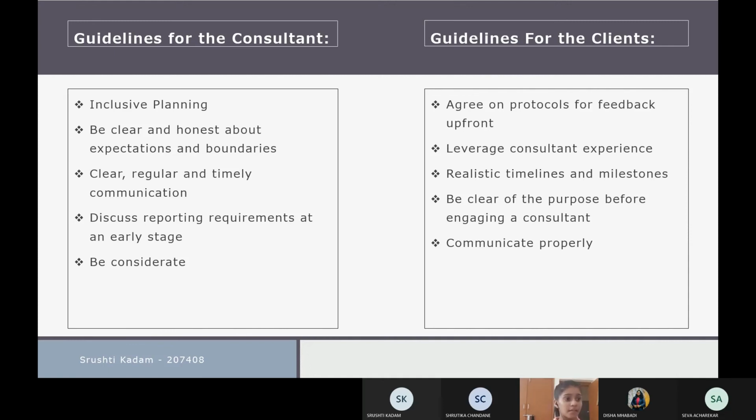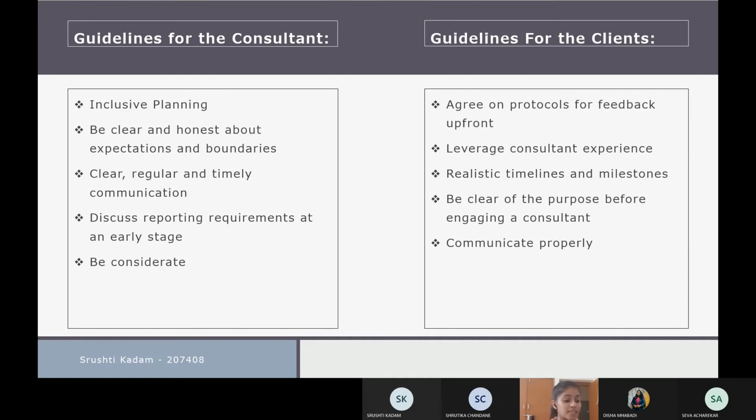Next is to be clear and honest about expectations and boundaries. At the start of a new contract, it is necessary that both parties are clear of each other's expectations of responsibilities, roles, communications, and deliverables. Clear, regular, and timely communication. It is a good idea to agree on a documented communication process from the outset and adhere to it for the duration of the project.